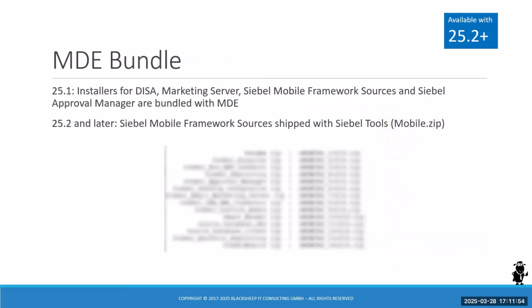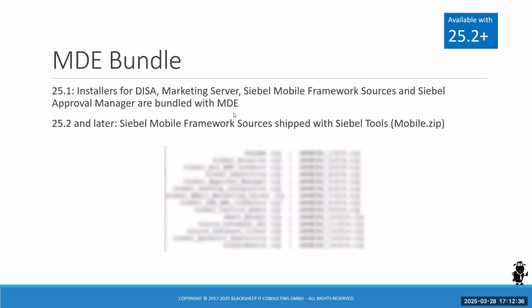Okay. Another thing, if you download 25.3 and haven't downloaded Siebel for a while, you will notice more zip archives in the bundle for your download. For example, there's no separate download of DISA anymore, or the marketing server, or approval manager. That is all now shipped in one bundle. So you have 12 zip files for Windows currently, and you need to identify those zip files correctly using the first zip file as usual, and download what you need.